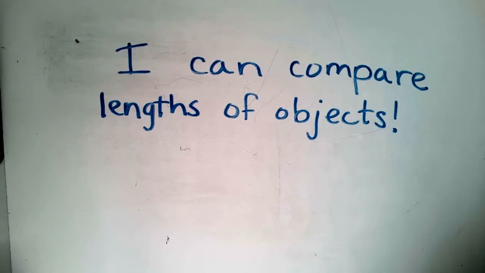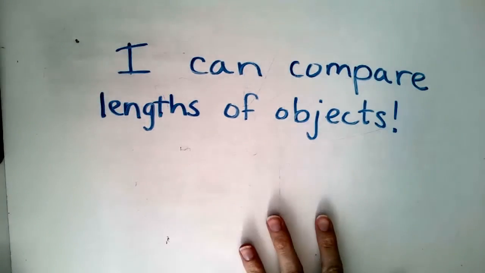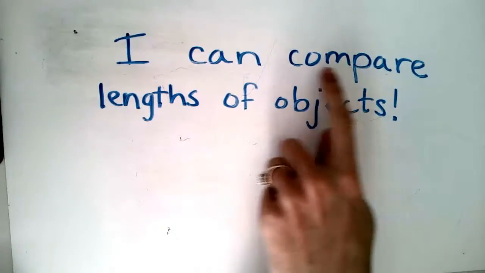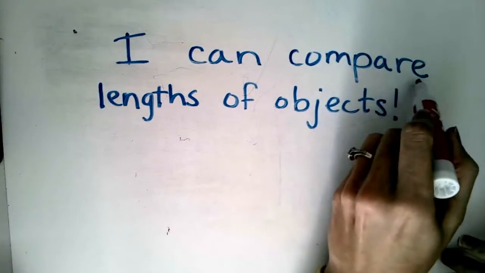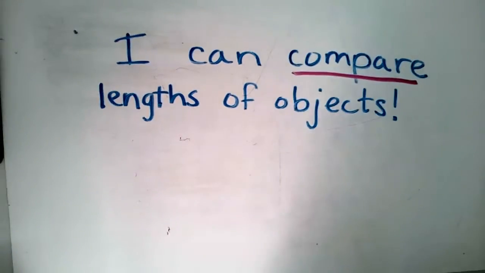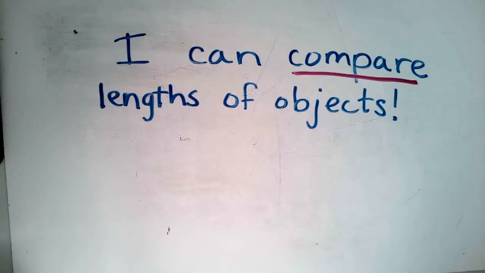We're actually going to get started right in our book today after we talk about our I can statement. So our I can statement says, I can compare lengths of objects. And this is a very big word today, compare. It's a very important word because we not only need to be able to tell that something's shorter or longer, but now we're going to work on the exact amount shorter or the exact amount longer.